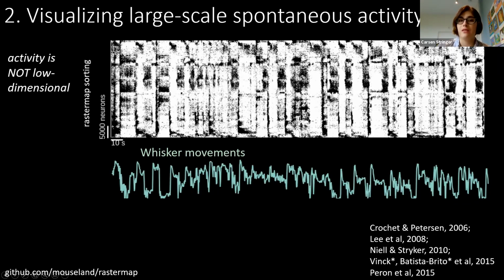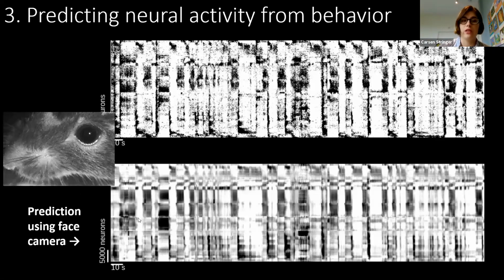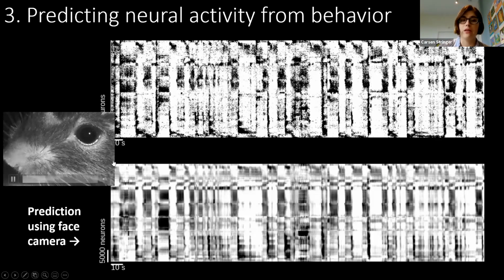So the spontaneous activity is not low dimensional. There's multiple patterns of neurons firing together. And so we don't expect to be able to explain this activity with one-dimensional measures of the arousal of the mouse. So we move to multi-dimensional predictors of the mouse. In particular, we use the whole face of the mouse in order to predict the neural activity.